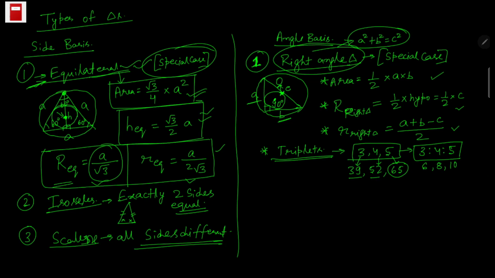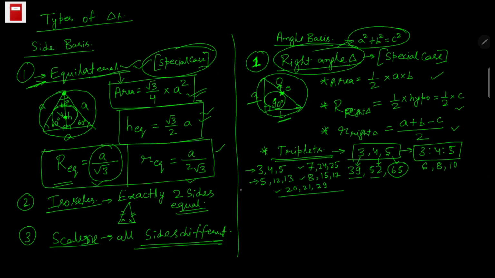So I'll just mention the triplets. 3, 4, 5 is one triplet. An important one, 5, 12, 13. 7, 24, 25, this is an important one. 8, 15 and 17, this is an important one. And sometimes 20, 21, 29. So there are millions of Pythagorean triplets. The most important ones, I feel, are 3, 4, 5 and 5, 12, 13. And the others sometimes have been used.